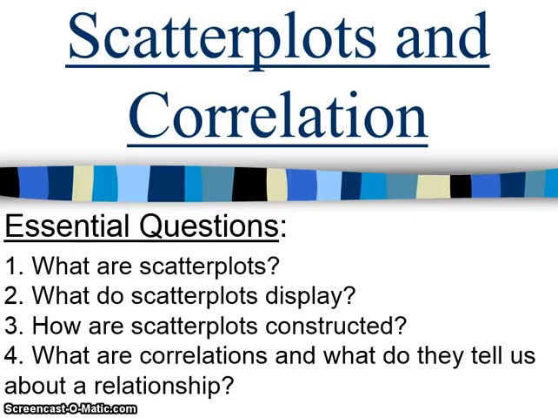Hello students and welcome to Unit 6 Part 2 called Bivariate Data and Linear Functions. In this unit we're going to learn what bivariate data is and how it can be displayed on scatter plots. So our essential questions are: what are scatter plots? What do they display? How are they constructed? And what are correlations and what do they tell us about a relationship?